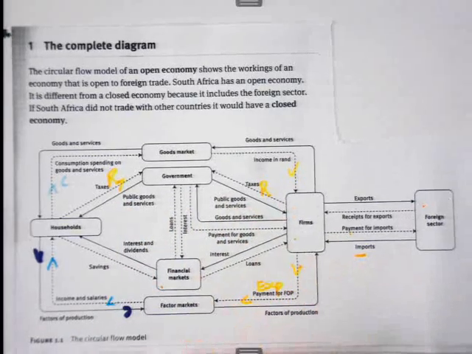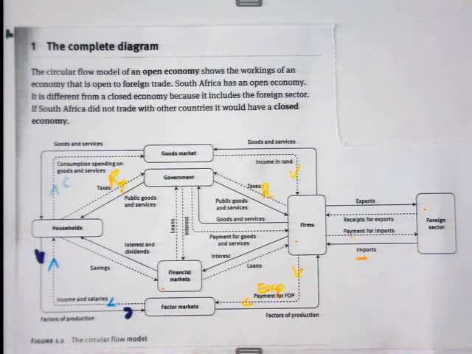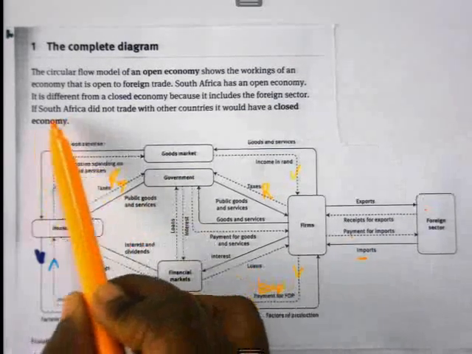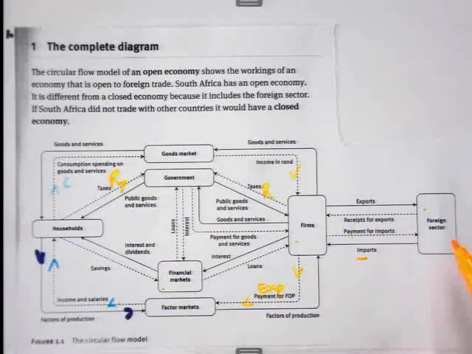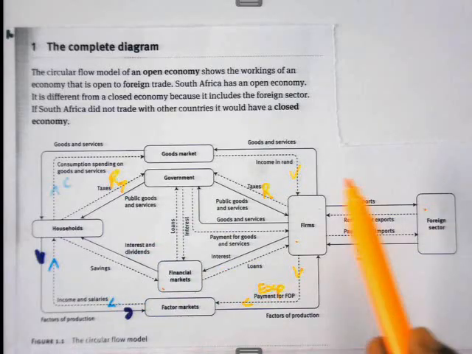You must write your introduction. In your introduction, very important, always define the concept in question. And the concept in question in this example would be what? The circular flow, right? You must explain or define what a circular flow is, and even mention the participants of a circular flow, and even mention that, like the last line here, if South Africa did not trade with other countries, it would have a closed economy. But because we are trading with other countries, we are running an open economy. After you do this, you make your illustration.